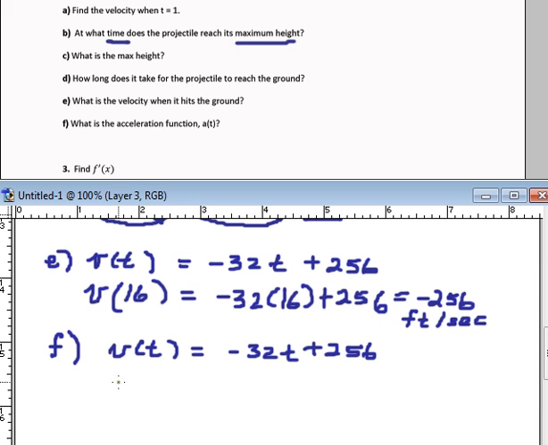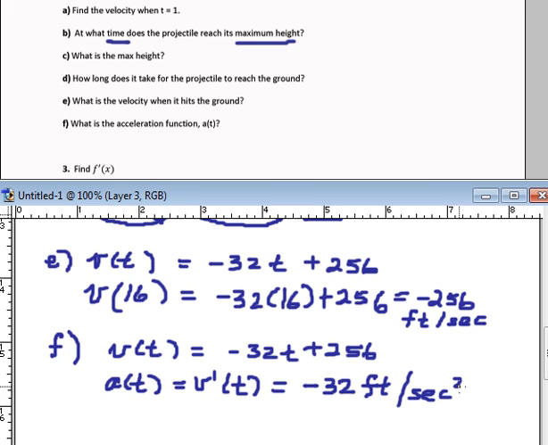So here, a of t, that's the derivative of v of t, so that's minus 32 feet per second per second. So that's feet per second squared. That's the way we express that. Okay, that's the end of part 1, and in part 2 we'll start with problem number 3.